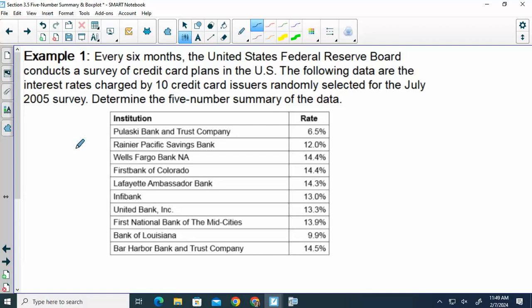So every 6 months, the Federal Reserve Board conducts a survey of credit card plans in the U.S. The data gives us the interest rates charged by 10 credit card issuers randomly selected for July 2005. Give the 5-number summary. If I wanted to do this by hand, what would I have to do to my data first? Put it in order, small to large. So it looks like my lowest would be 6.5.